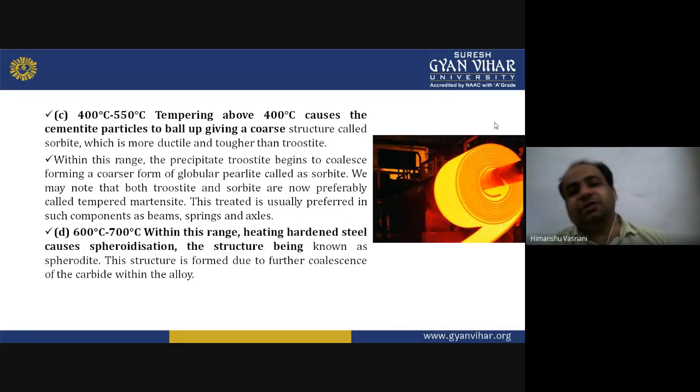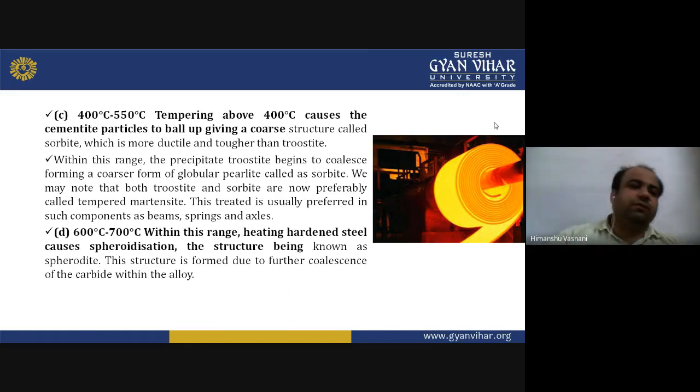Within this range, the precipitate troostite begins to coalesce, forming a coarser form of globular pearlite called sorbite. Both troostite and sorbite are specifically called tempered martensite. We have discussed this term previously also, that after tempering the materials are normally called tempered martensite. The treated steel is usually preferred in such components as beams, springs, and axles.